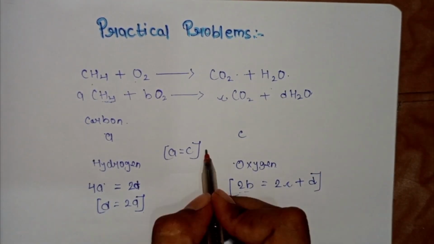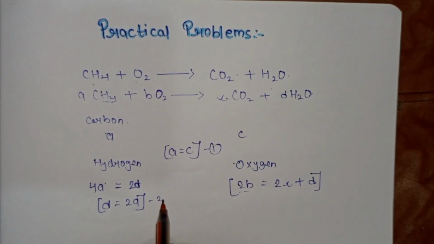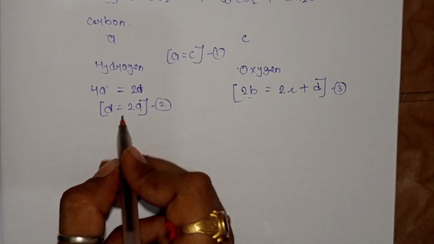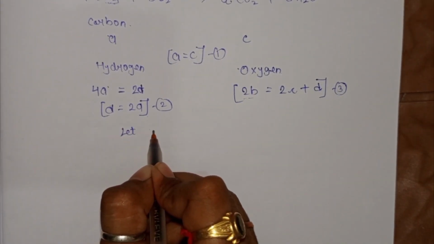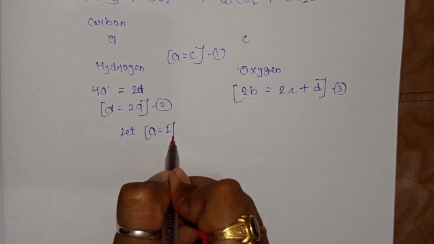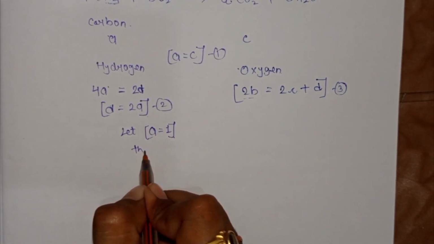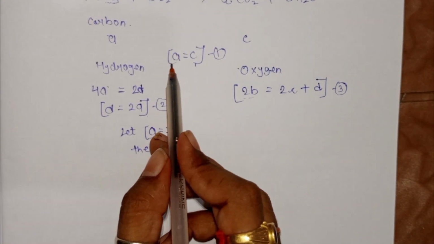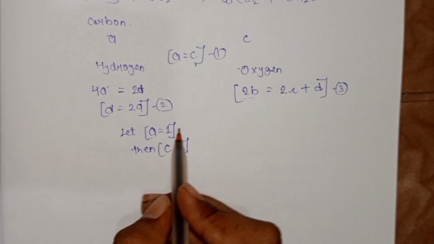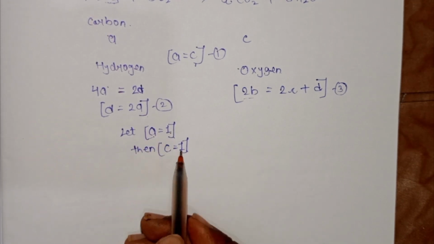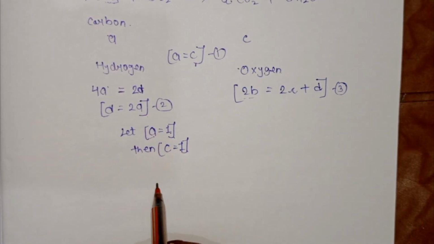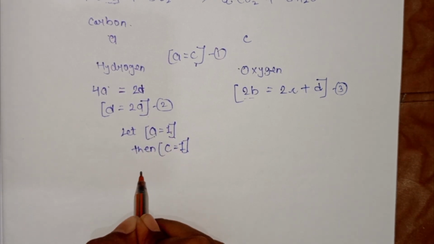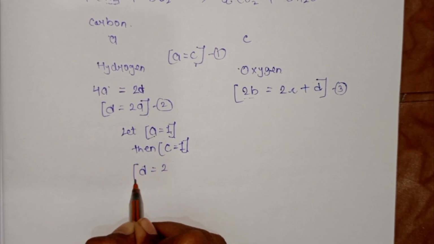Here are the 3 equations we get, 1, 2 and 3. Let a be equal to 1. If a is equal to 1, then c is also equal to 1 from equation number 1, because a and c are equal to each other. Okay. On putting the value of a in the second equation, we will get d is equal to 2.